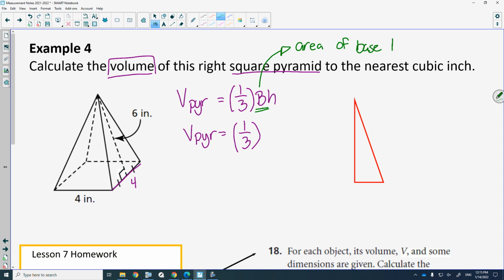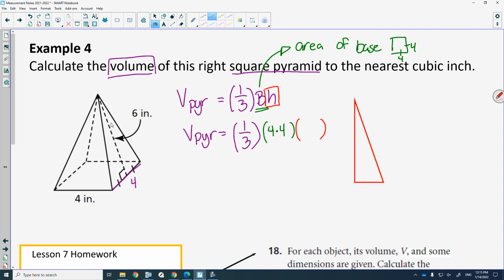The base is a square, which is 4 by 4. She said that the area is 16, which is correct, or you could just enter here 4 times 4. And then what we need is the height. An incorrect thing that students would do is they're going to say that the height of this pyramid is 6. This 6 is really which variable?